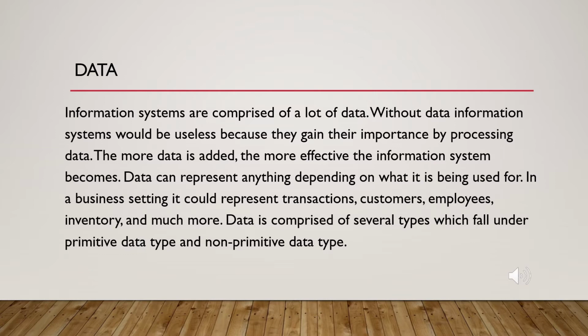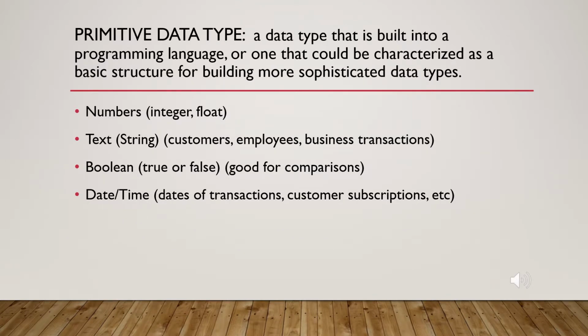Data is comprised of several types, which fall under primitive data type and non-primitive data type. Primitive data type is a data type that is built into a programming language, or one that could be characterized as a basic structure for building more sophisticated data types. Now, there are several of those, and they fall into certain categories.